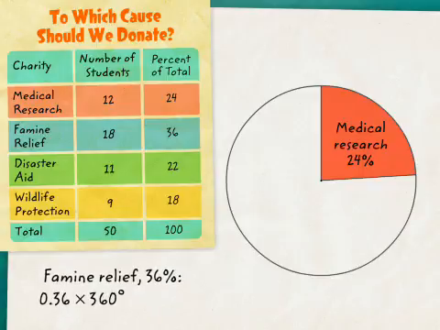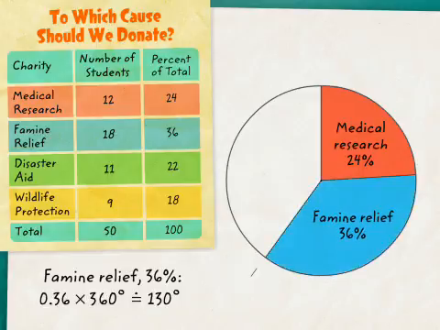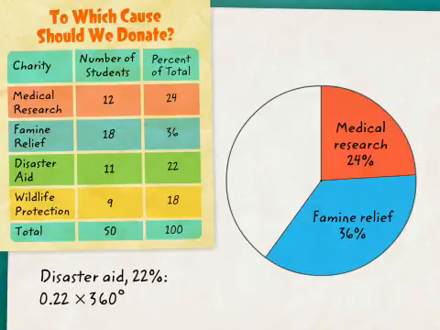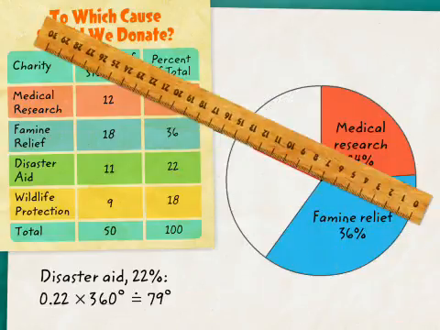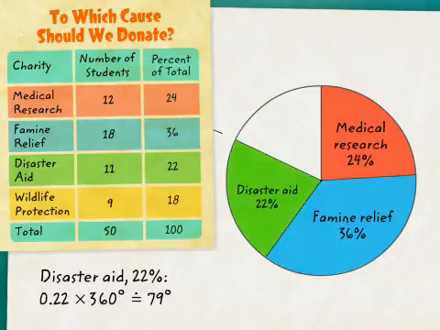36% of 360 degrees is about 130 degrees. Then Brayden marked an angle of 130 degrees and drew a radius through the mark. He labeled the sector Famine Relief 36%. 22% of 360 degrees is about 79 degrees. Then Brayden marked an angle of 79 degrees and drew a radius through the mark. He labeled the sector Disaster Aid 22%.